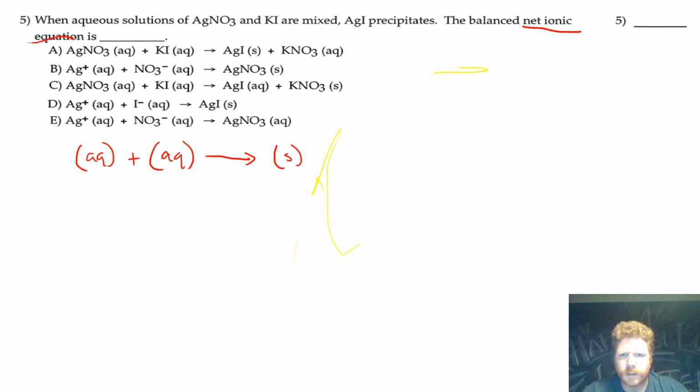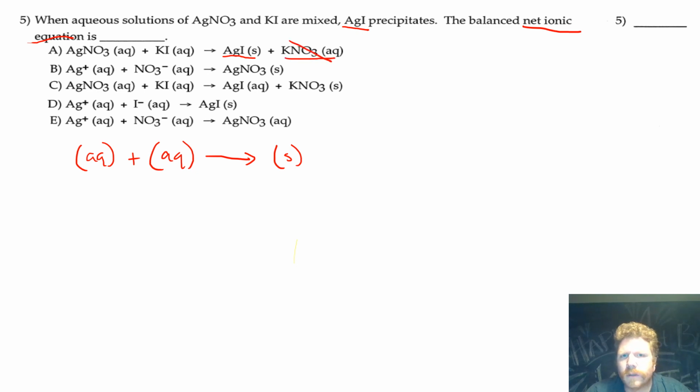So with that said, oopsies, sorry about that. Erasey. That's all that we really want to look for. So we are looking for AgI as the lone product and as a solid. So if we look at answer option number 1, AgI is a solid, but this is also showing KNO3.